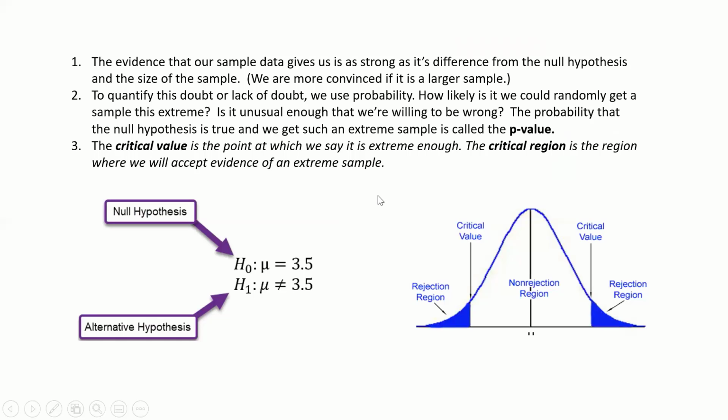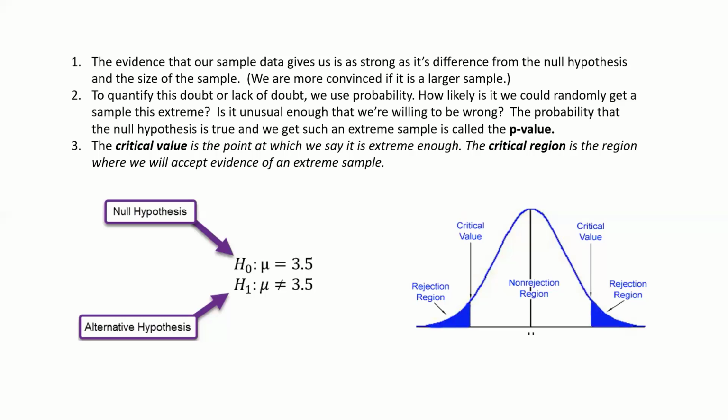So the evidence that our sample data gives us is as strong as its difference from the null hypothesis and the size of the sample. If your sample is far from that hypothesis, you're willing to say something is really different. The hypothesis is wrong. Or if you have a really large sample. So instead of saying 20 laptops, I took 1,000 laptops, and the average was lower, then you'd be like, well, that's a really big sample, so I think it's lower. So those two things help us.